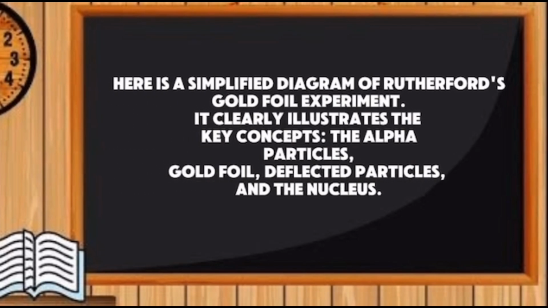Here is a simplified diagram of Rutherford's gold foil experiment. It clearly illustrates the key concepts: the alpha particles, gold foil, deflected particles, and the nucleus.